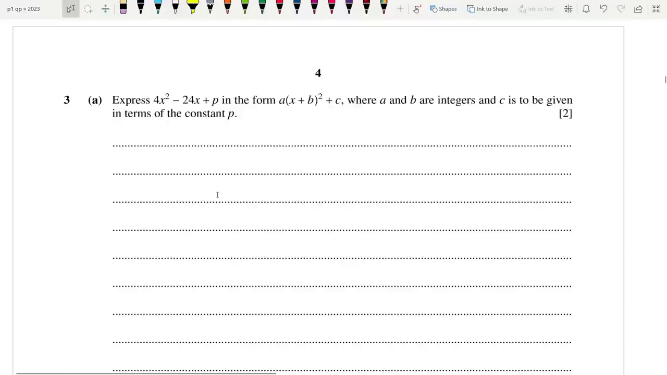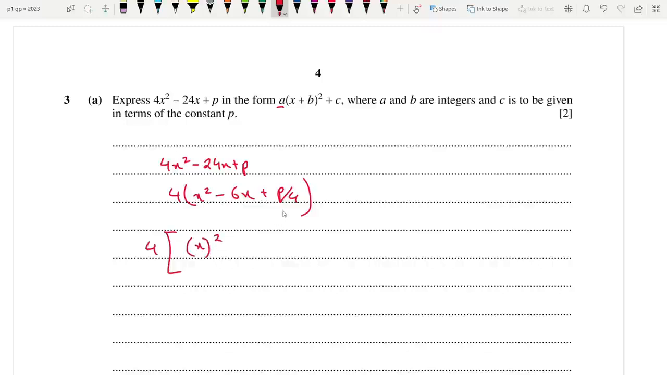Completing squares. Okay, let's do this step by step. You can see that we've taken a value common here. So it's 4x squared minus 24x plus p, or 4 times (x squared minus 6x plus p by 4). Okay, now let's begin. This can be written as (x) whole square minus 2 times x times, what do we need to make this 6? We need a 3, right? 3 to make the 6.